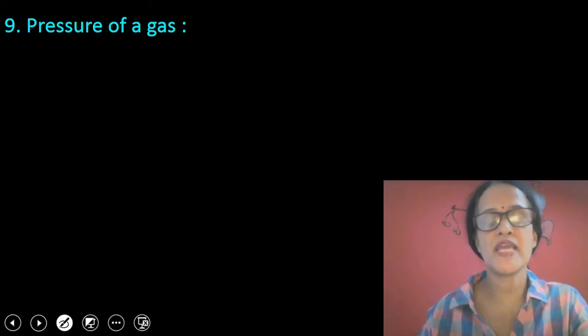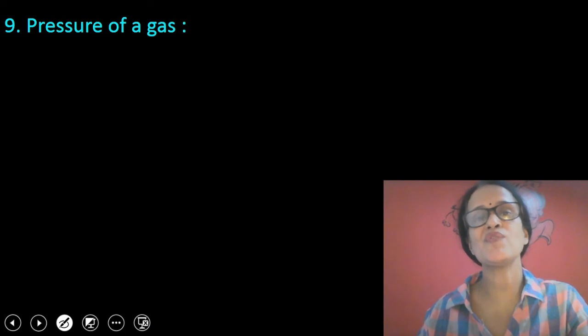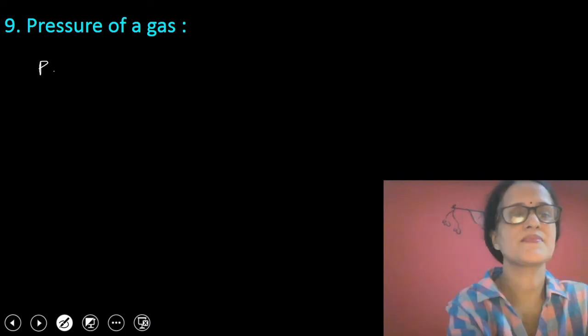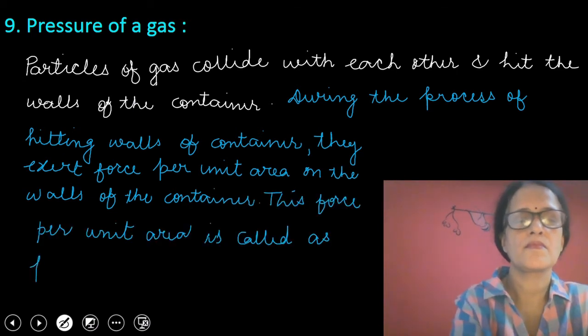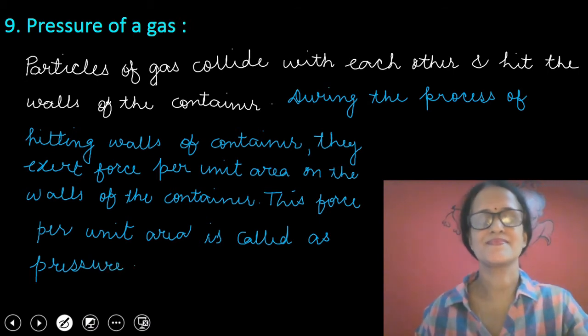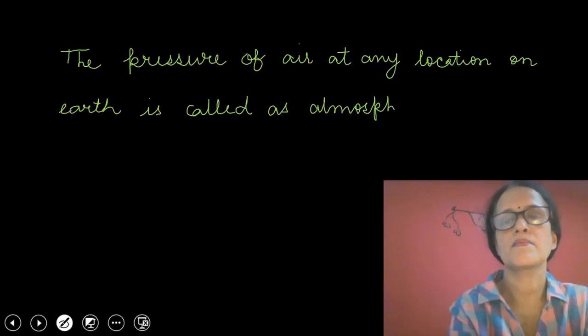The pressure of air at any location on earth is called atmospheric pressure. It is caused due to the weight of the column of air above it. I hope it is clear to you.